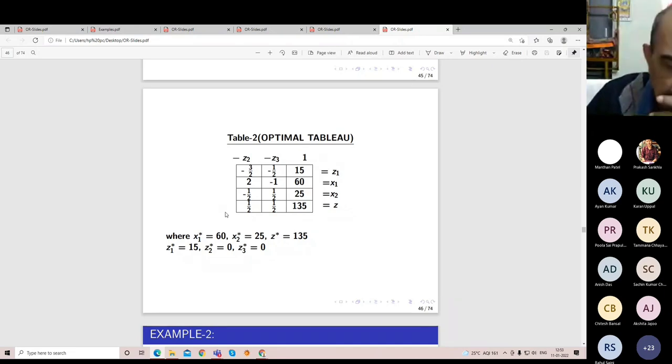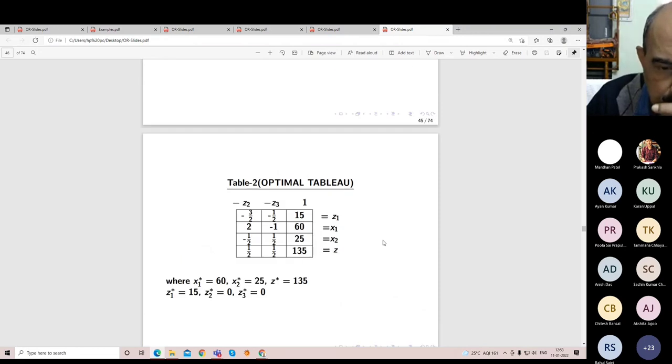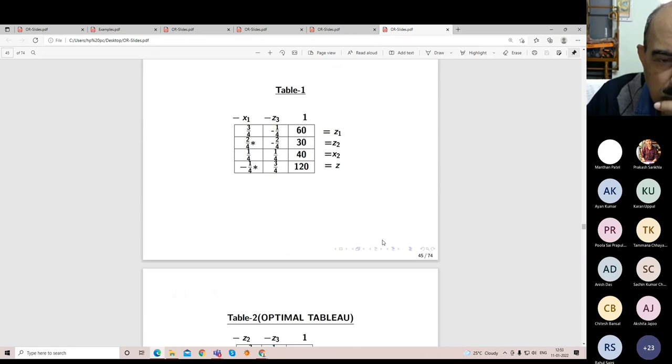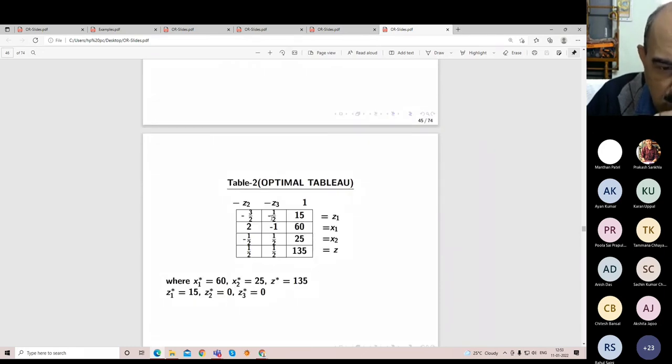Sir, in the first row, second column, it is coming plus 1 by 2 instead of minus 1 by 2, sir. Yes. So in the last table, in table 2, yes sir, it is coming. See, since you have got an optimal table, whether plus or minus, the result will not change, but yes, you can change it. That may be a mistake also.